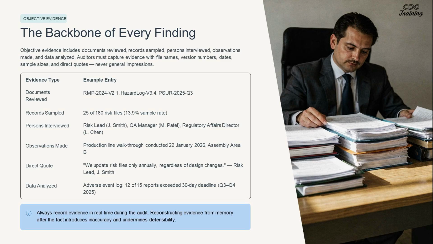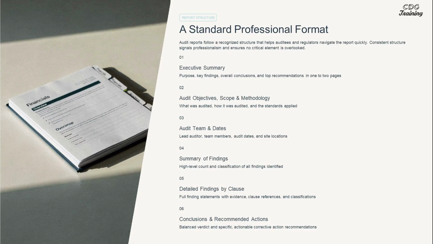Objective evidence includes documents, records, and observations that support audit findings. Accurate evidence collection is crucial for defending findings and ensuring audit integrity. A structured report format helps auditors and regulators navigate the report easily. It includes an executive summary, objectives, findings, and recommended actions, ensuring clarity and professionalism.